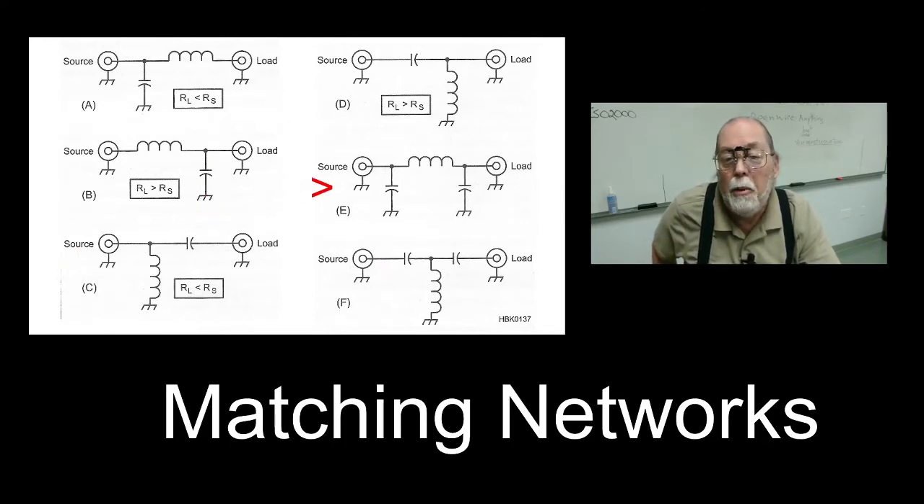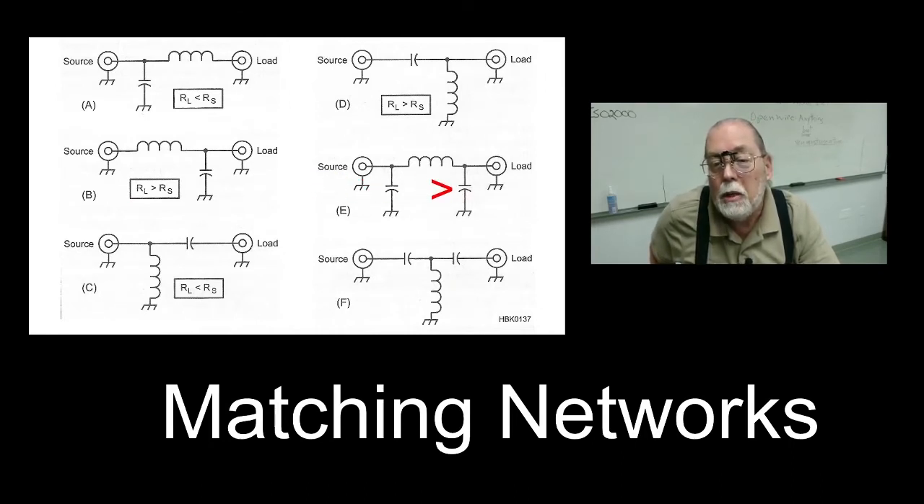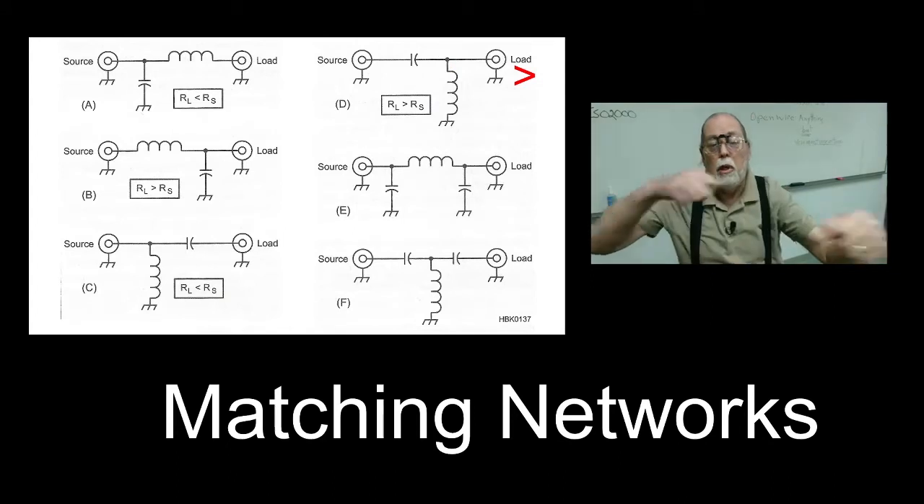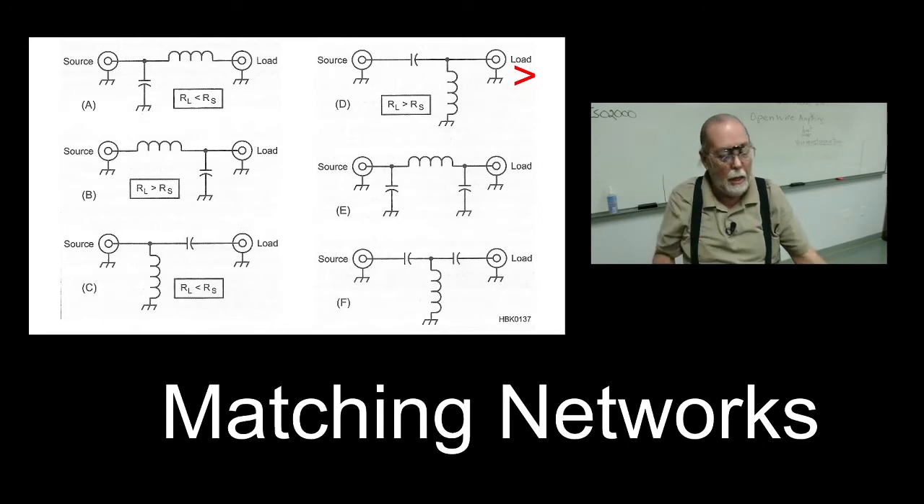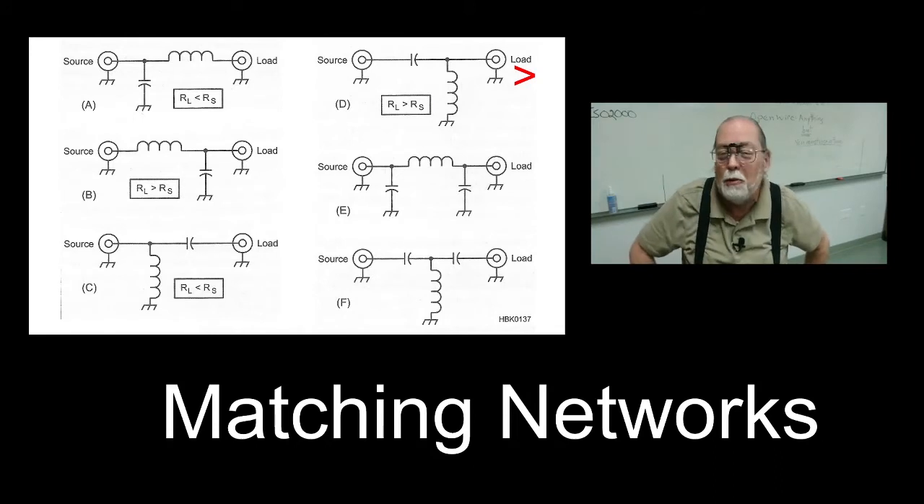See? Same thing with the pi network. With the pi network, if you make this first capacitor very, very small, you get B. And you make this second capacitor very, very small, and you get this one here. So E and F just save you the trouble of having to switch the input and output connectors. So sometimes if you've got an antenna tuner, if it's an L network, just switch the input and output connectors, and that might do it for you. Okay?